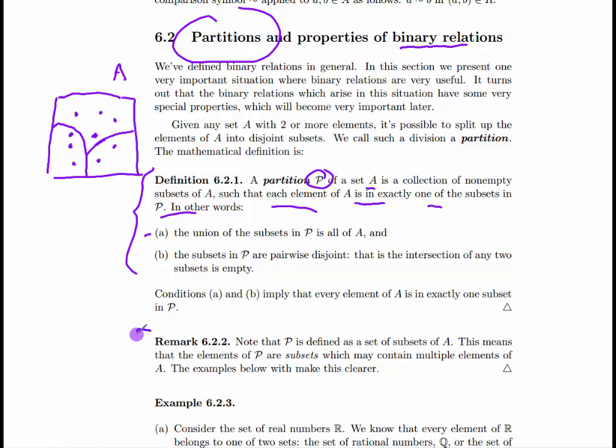So be careful here. This P is a set of subsets. The elements of P are subsets, which may contain multiple elements of A. Let's see some examples below.